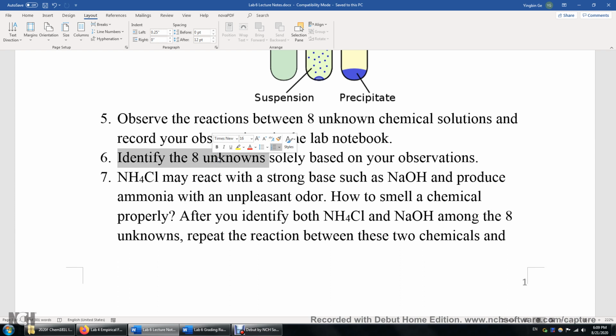Besides the aforementioned possible phenomena, you may also smell some reactions. For example, ammonium chloride may react with a strong base, such as sodium hydroxide, and produce ammonia. Ammonia has a very unpleasant odor, more or less like Windex. So how do you smell a chemical properly? Well, if you have only a very, very small amount, you can smell ammonia, in this case, directly.